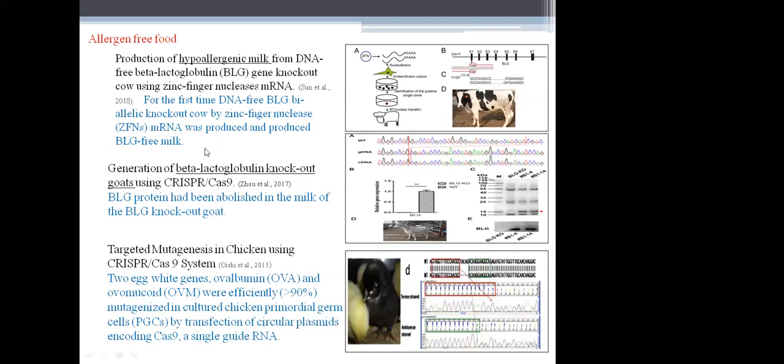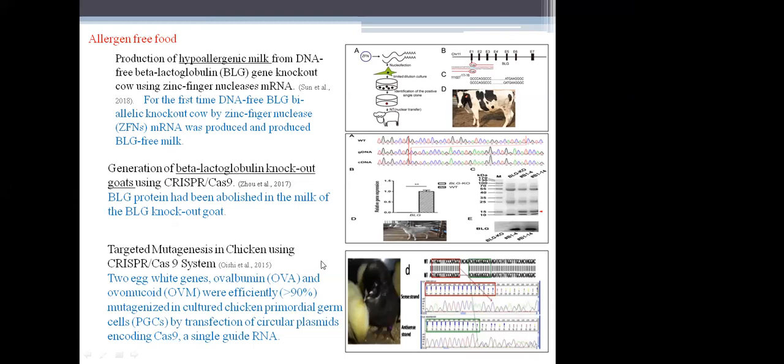So it has been seen that in cattle, a DNA-free BLG biallelic knockout cow was produced by zinc finger nucleases, and it produced BLG-free milk. Secondly, in goat, BLG protein had been abolished in the milk of the BLG knockout goats.